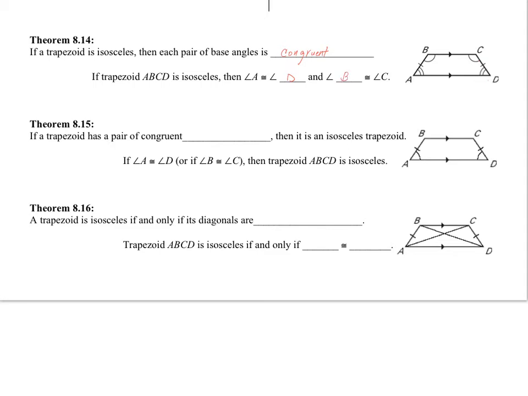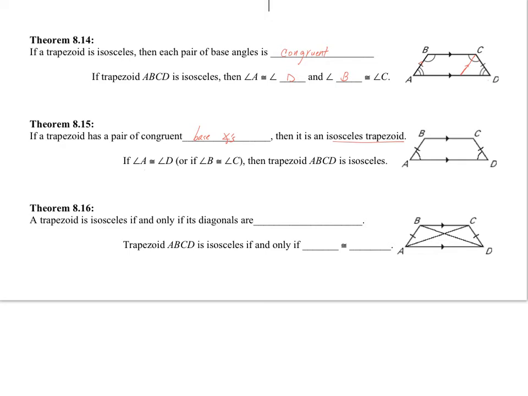There's a proof for this on my website, and I would like you to refer to it right now to see how it is proved. I'm just going to give you a little hint here that you will have to draw an auxiliary line that's parallel to the side BA to prove this theorem. And for theorem 8.15, if a trapezoid has a pair of congruent base angles, then it is an isosceles trapezoid.